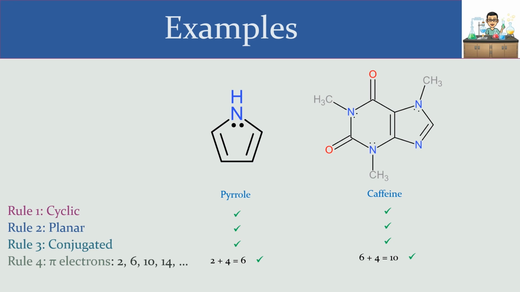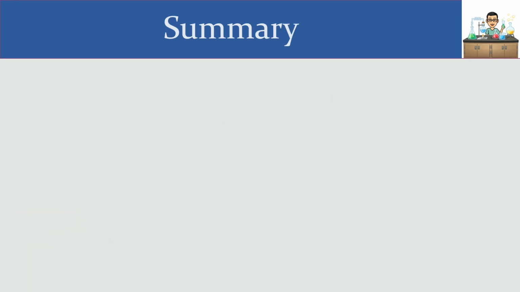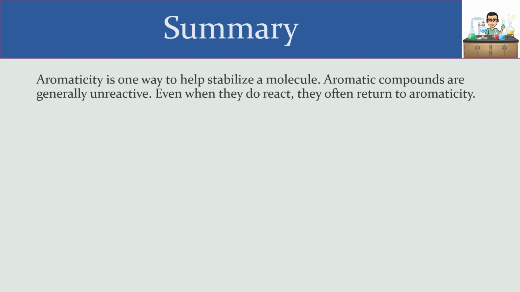So both pyrrole and caffeine happen to be aromatic compounds, and we already know caffeine has a pretty distinct, strong smell. So caffeine definitely counts as an aromatic compound in the colloquial sense as well. All right, so let's take a look at a summary of what we discussed. So aromaticity is one of several ways that a molecule can stabilize itself. Aromatic compounds are generally unreactive, or as we said, they're pretty stable. Even when they do react, they often revert back to their original aromaticity.